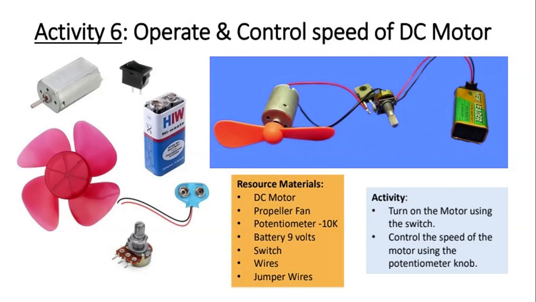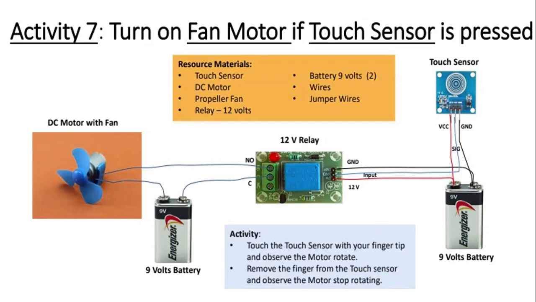Turn on the motor using the switch, and control the speed of the motor using the potentiometer knob, from minimum to maximum. If you want proper voltage to the motor, the 7805 gets connected in series with the potentiometer and the battery. So here we can control the speed of the DC motor. So this is one of the activities.